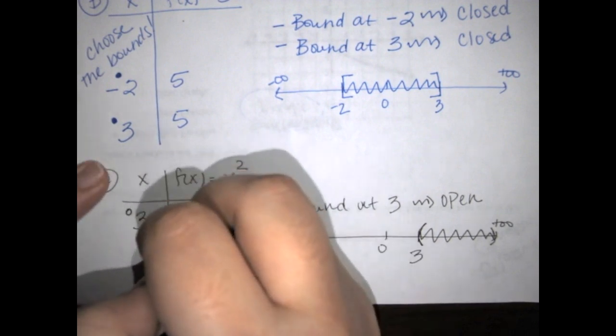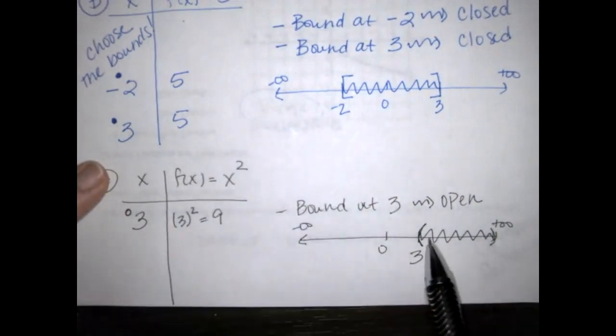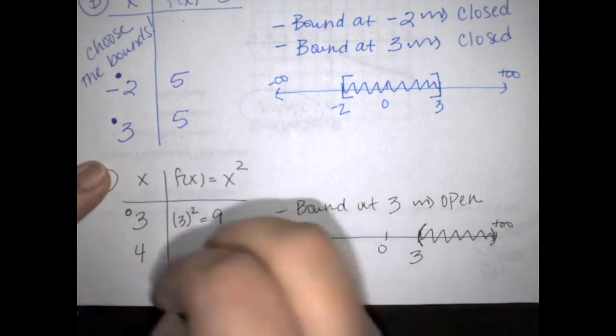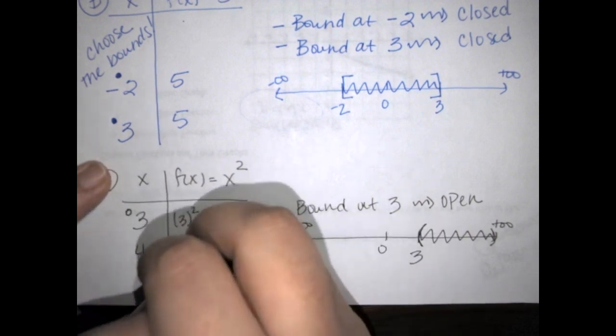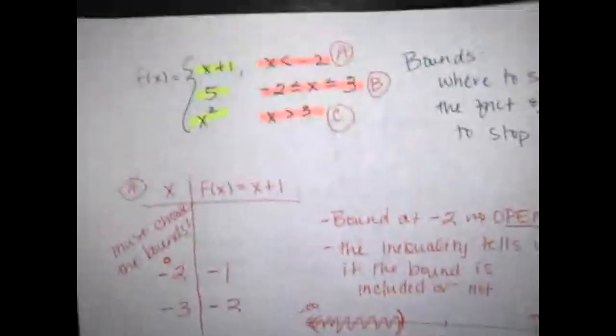So this becomes 3 squared, which is 9. And now I need to choose at least one or so more points that are in this positive part. So I would go ahead and look at 4. So here we'd have 4 squared, which is 16. Now we know it's quadratic, okay? So we know that we would graph it. So let's take a look at the graph.